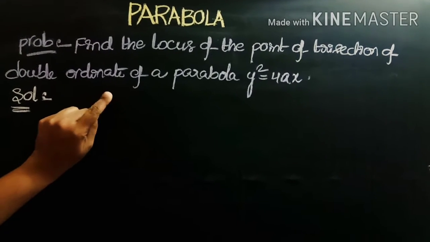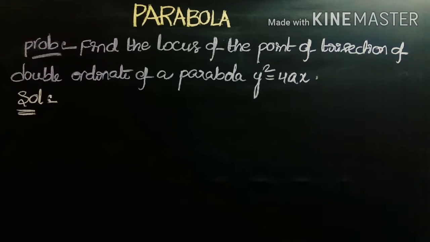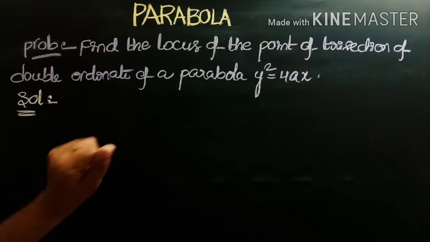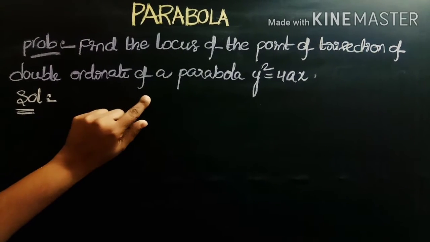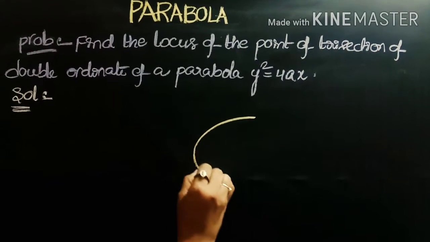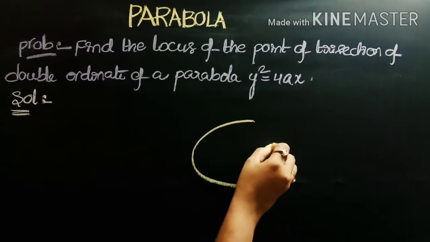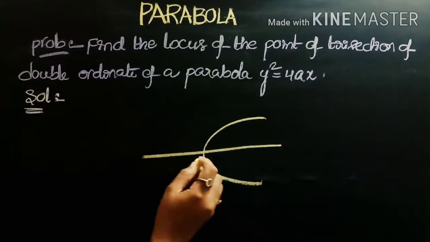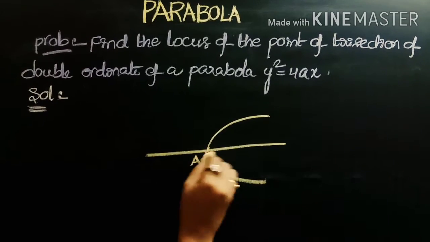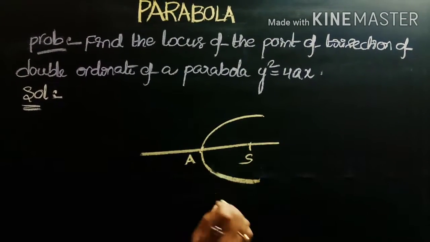Problem: Find the locus of the point of trisection of the double ordinate of the parabola y square is equal to 4ax. So first, one parabola is given, y square is equal to 4ax, and a double ordinate is given. What is a double ordinate? It is a line perpendicular to the axis of the parabola. This is the axis of the parabola, the line passing through the vertex and focus of the parabola.